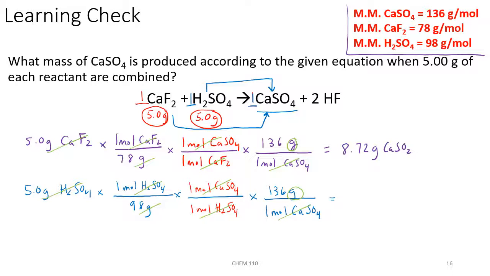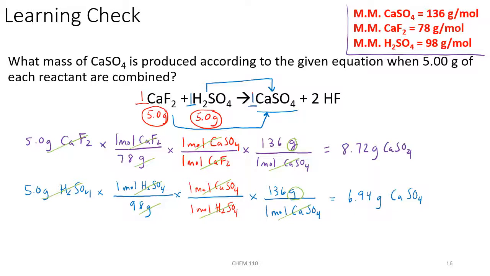The mass of calcium sulfate formed if all the sulfuric acid reacts is 6.94 grams of our calcium sulfate. So now we do our analysis. If all calcium fluoride reacts, we can form 8.7 grams. But if all sulfuric acid reacts, we can form only 6.9 grams.